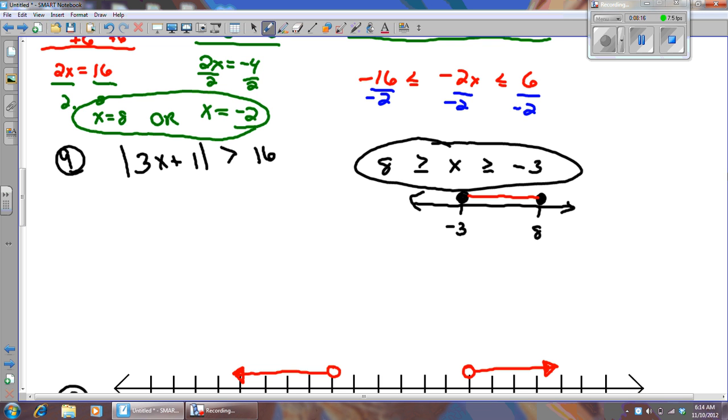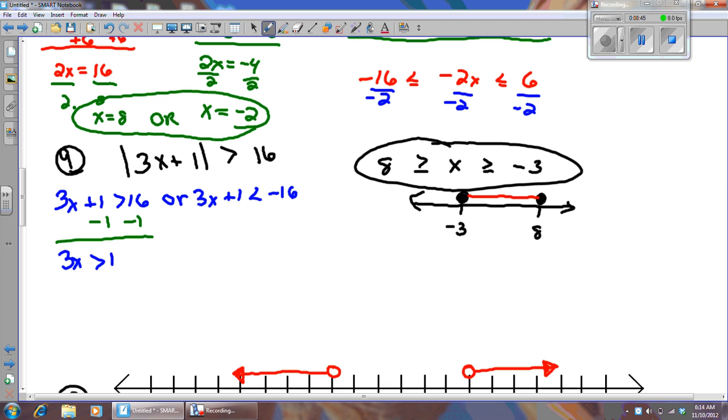That's not too bad. Okay, so on number 9, I'm going to get 3x plus 1 greater than 16, or 3x plus 1 is less than negative 16. This is one where Vinny could use his little tree trick if he wants. It's a very cool trick. I'm going to subtract 1 and get 3x is greater than 15. Divide by 3, divide by 3, and get x is greater than 5.